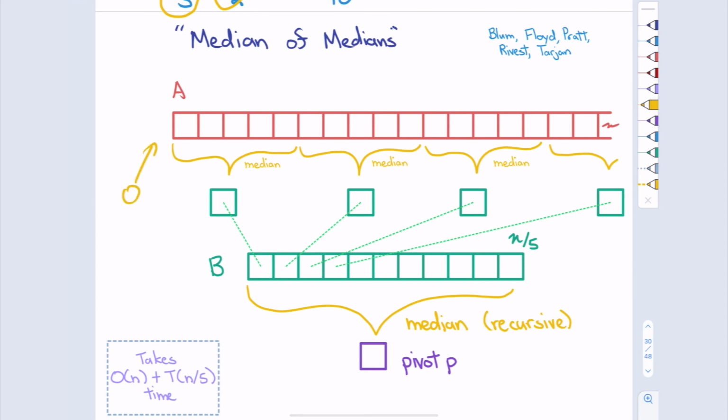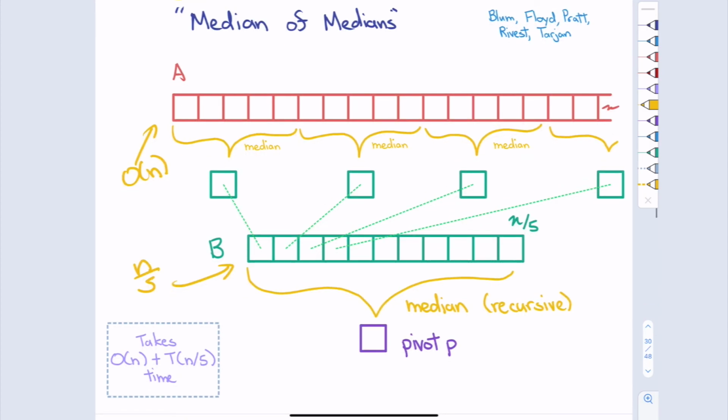The running time, right? I need linear time to do this initial step where I just go through each set of 5 and pick out the middle one. And then down here, I'm finding the median out of n over 5 elements. So overall, I'm spending n plus T of n over 5 time for the subroutine.